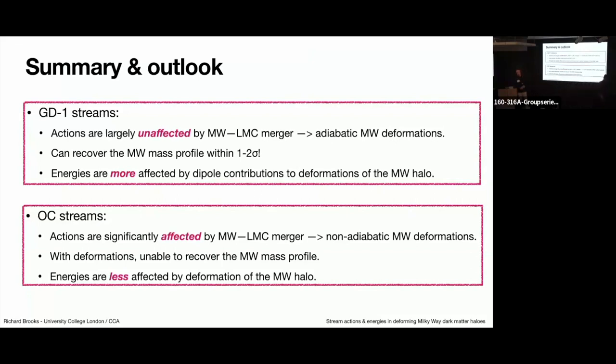Sorry for delaying the party, but I have a question. What is most important here? Is it the proximity of the stream to the LMC, or the length of the stream, which determines the spread in angles and therefore the spread in actions?